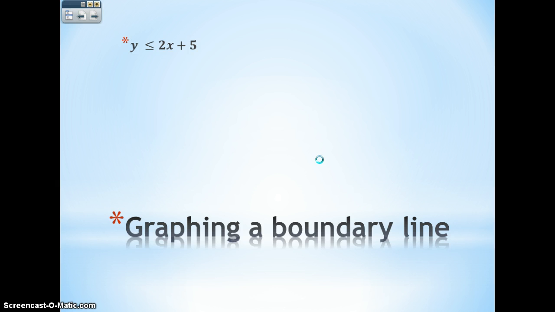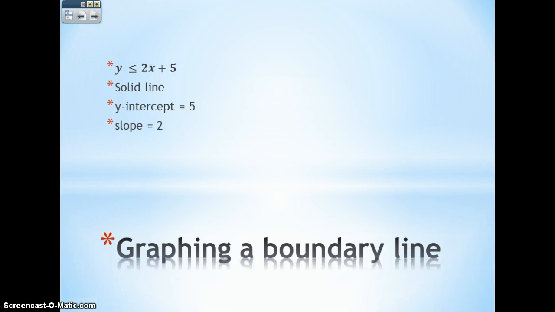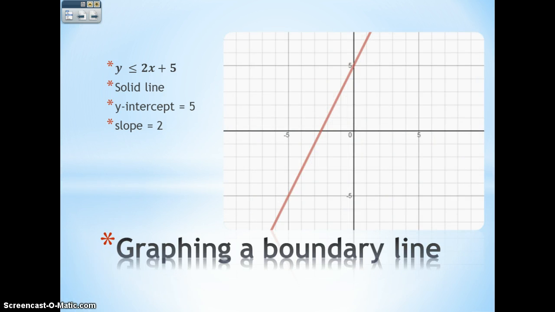Graphing the boundary line. We've already solved for y, so we have the form y equals mx plus b. We know the pertinent information. First, it's less than or equal to, so that means a solid line. We know that the y-intercept is 5 and the slope is 2, and now we can graph it. We're going to have a solid line that goes through the y-intercept of 5 and has a slope of 2.